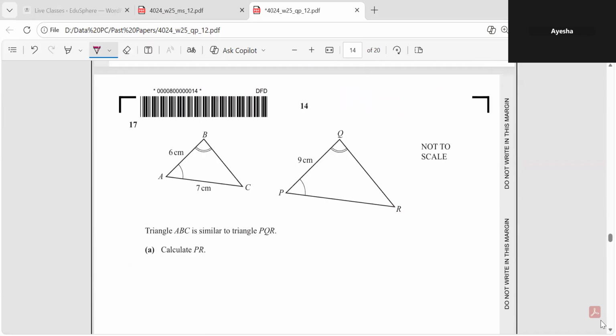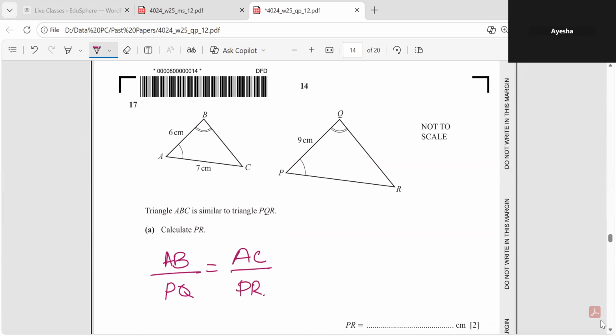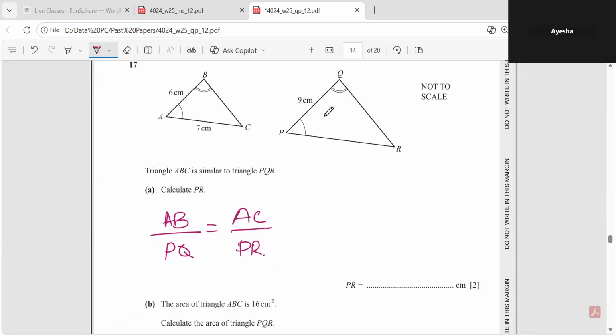This is question number 17. Here we have to calculate the PR. They both are similar triangles. So we know that we are going to take the similarity. So the similarity will be AB is similar to the side PQ. So we're going to write AB over PQ, which is equals to, now this one. We know that AC and PR, they are similar. So we are going to write AC over PR because we are going to calculate PR. So for this, we are going to write 6 over 9 is equals to AC, which is 7 over PR.